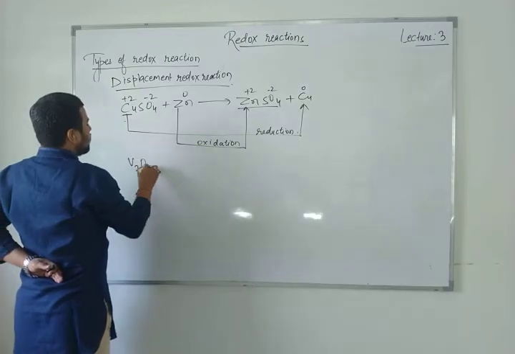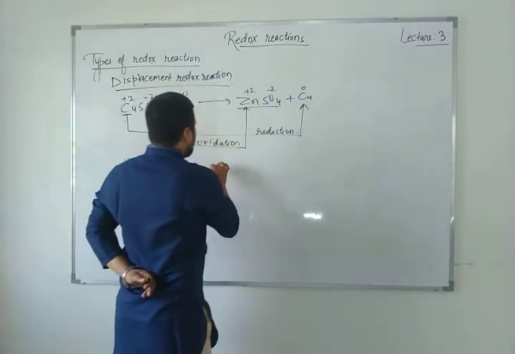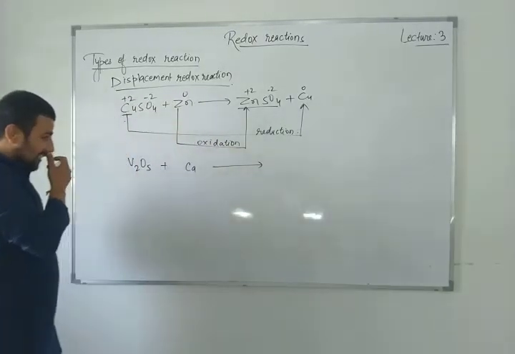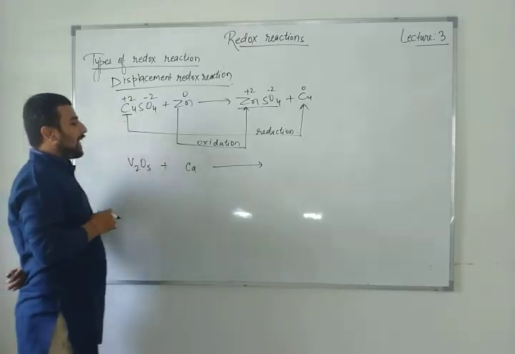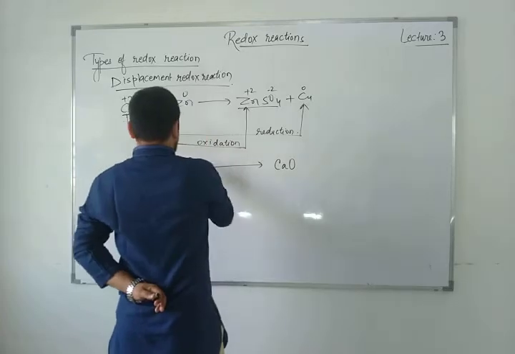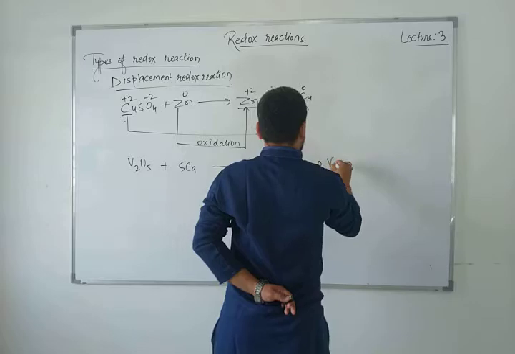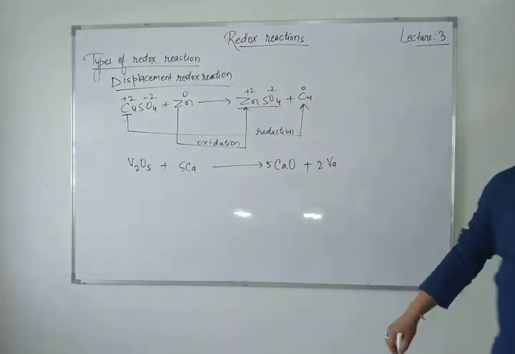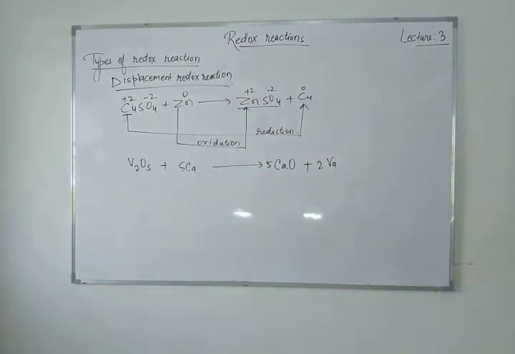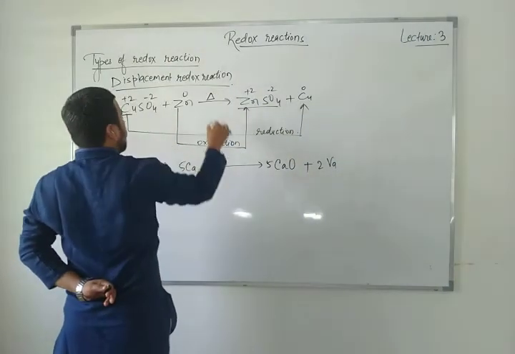V2O5 plus Ca. Can you tell me? Calcium is more reactive than vanadium. So it will form calcium oxide, CaO, plus vanadium. Is this reaction balanced? Just check it and tell me whether this reaction is balanced or not. Yes, this reaction is balanced. Don't forget to put the heat symbol on the reaction.